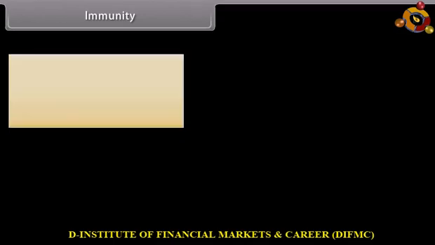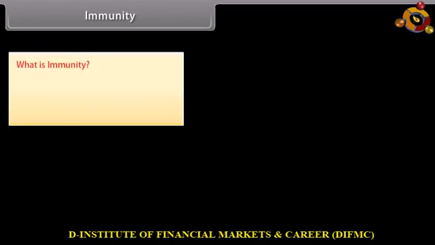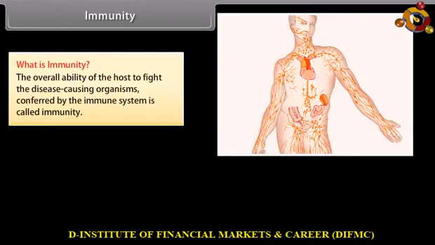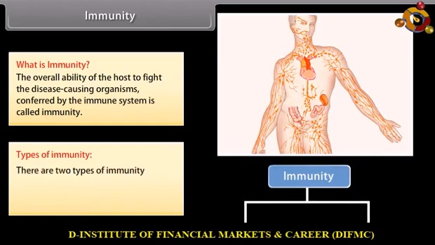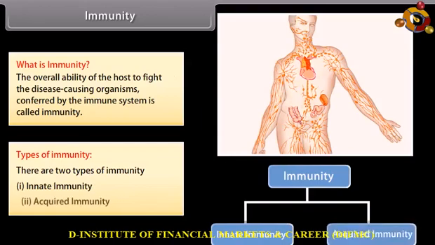Immunity. What is immunity? The overall ability of the host to fight the disease-causing organisms conferred by the immune system is called immunity. Types of immunity. There are 2 types of immunity: innate immunity, acquired immunity.